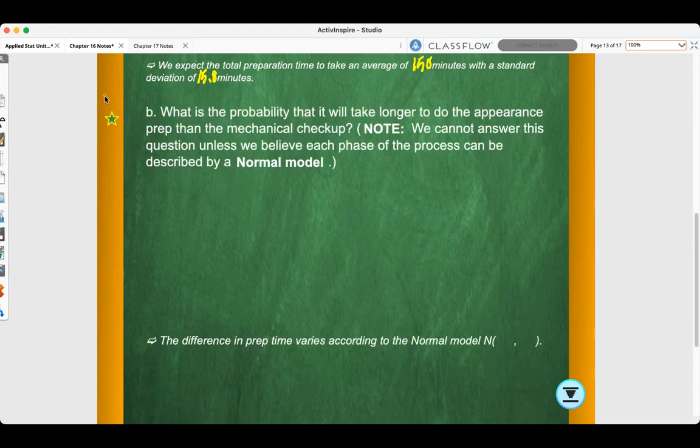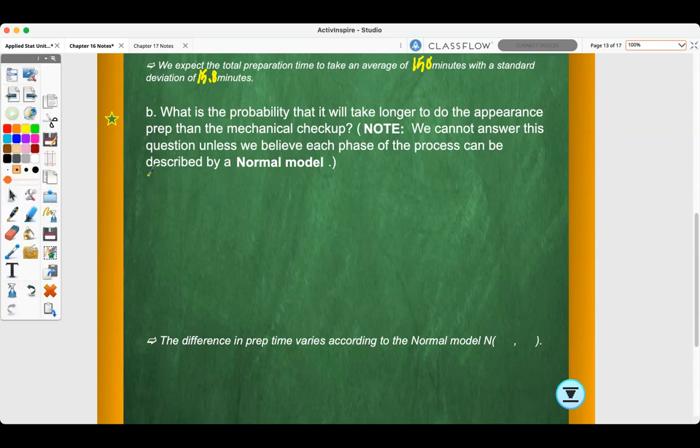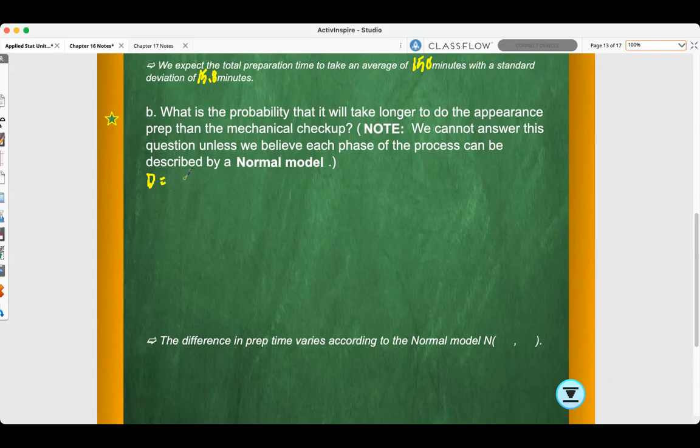What is the probability that it will take longer to do the appearance prep than the mechanical checkup? We cannot answer this question unless we believe each phase of the process can be described by a normal model. So we're assuming that. So we need to introduce another variable, the difference in times. D is going to be the difference in times, and it's going to be M minus A. The probability that it will take longer to do the appearance prep than the mechanical prep would be when M minus A is less than 0, okay?